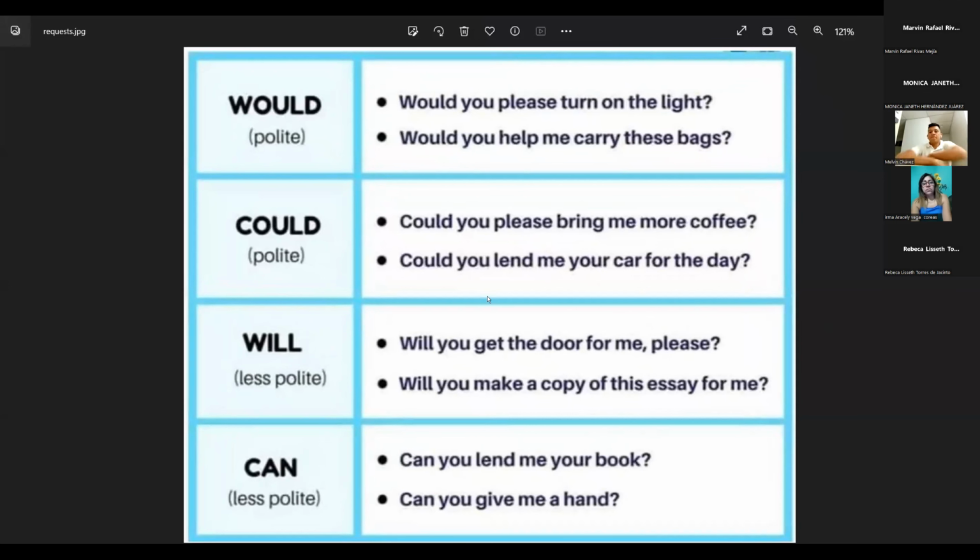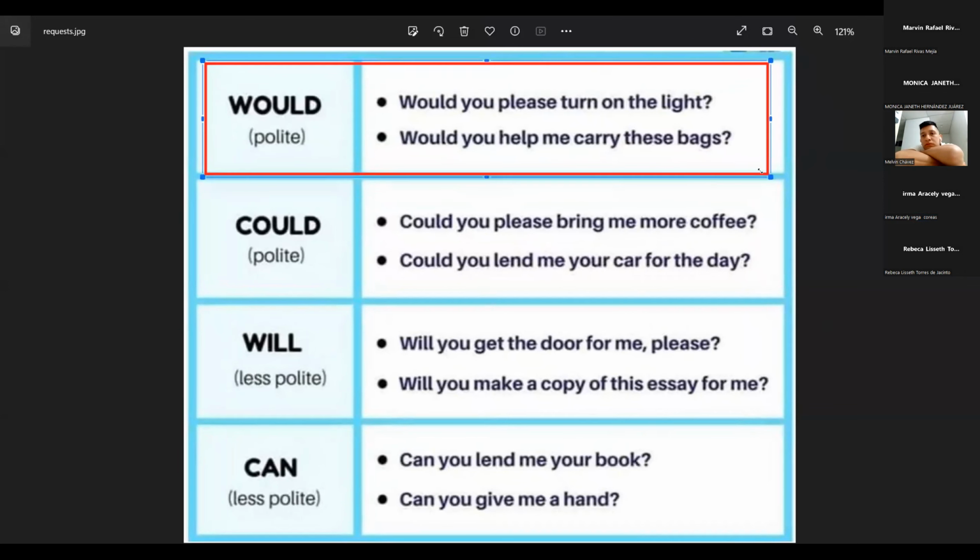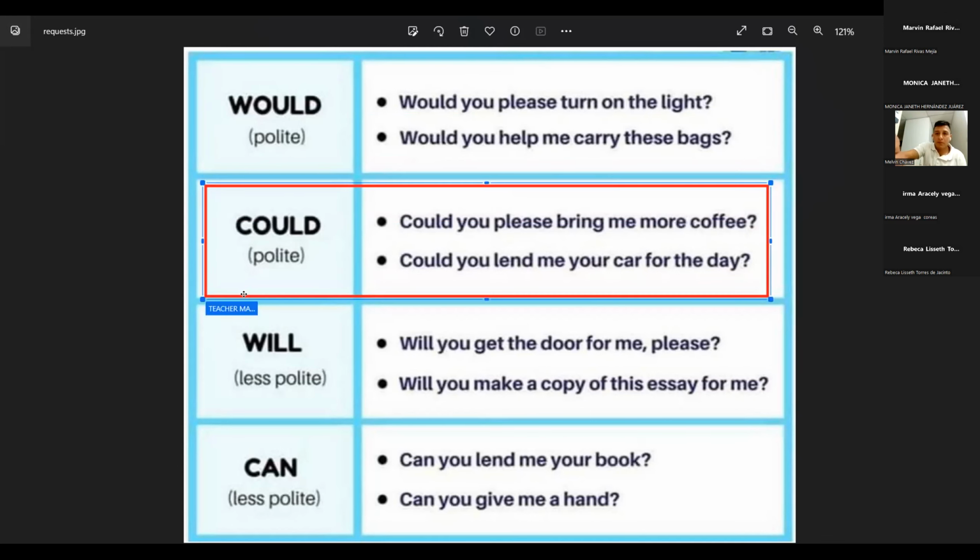Okay, probably Rene, could you please read the first one? Okay, teacher. Well, polite. Will you please turn on the light? Will you help me carry this box? Thank you very much. Irma, can you read the second one? Okay. Could you please bring me more coffee? Will you leave me your cat for today? Thank you.